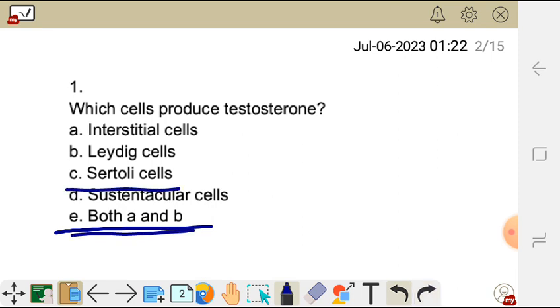Sertoli cell, the other name is sustentacular cell. But the ones which produce testosterone are the Leydig cells, which are also called interstitial cells. The correct answer for question 1 is E.